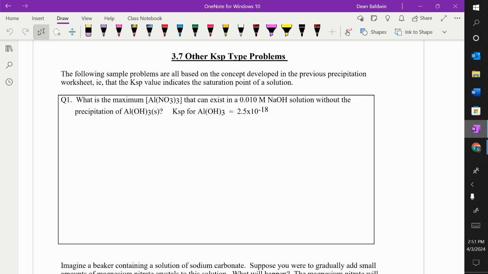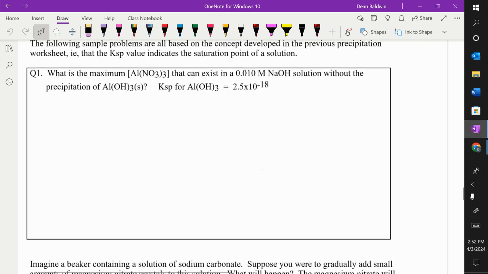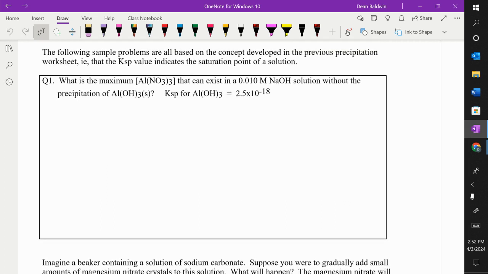Okay? Tomorrow we'll have what's called a common ion effect, and we'll already have a solution that has, say, some aluminum in it, which will lower the solubility, or the amount that you can add to dissolve. Okay? So, what's the maximum concentration of aluminum nitrate that can exist in 0.01 molar sodium hydroxide? And they give us the KSP for aluminum hydroxide.